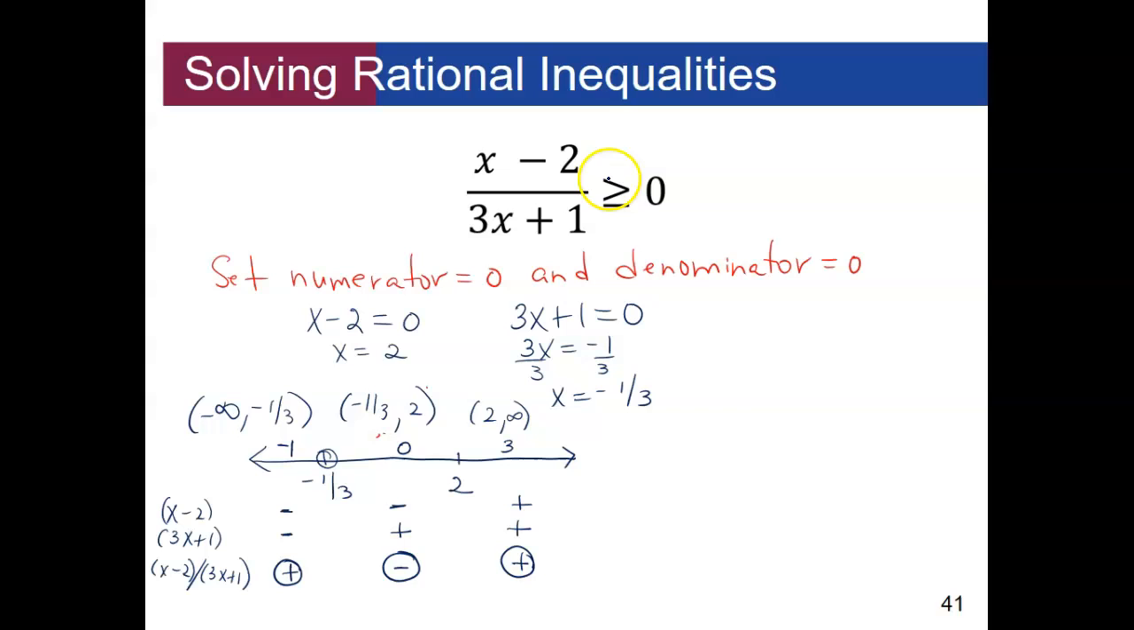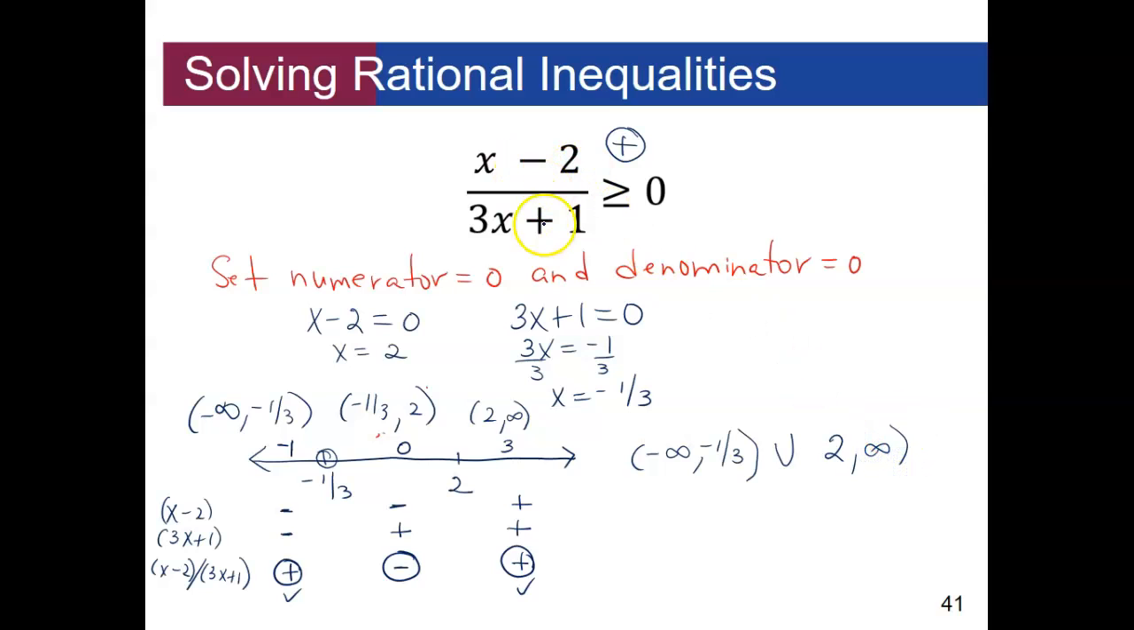Okay, so looking at this, I've got greater than or equal to. So because it's greater than or equal to, I need my positive regions. So my positive region is going to be this region and this region. So going back and remembering that I cannot include the negative 1/3, my interval is going to be from negative infinity to negative 1/3 with a parenthesis on the negative 1/3. And then I'm going to union that with this other interval over here. It's going to be from 2 to infinity.